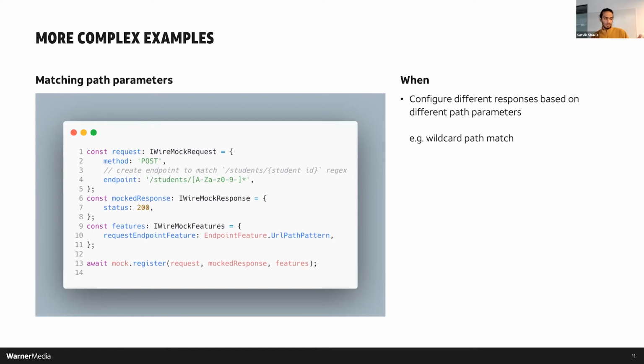So on line 4, in this example, we are defining the regex for our endpoint. And on line 10, we are specifying that, hey, do not check that my endpoint is exactly equal, but instead check for it being a regex equality instead of a normal string equality, right? And then on line 13, we finally register our mock.